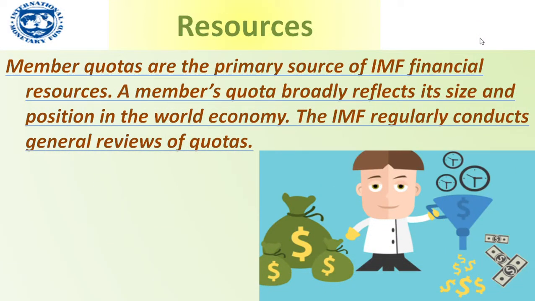Resources. Member quotas are the primary source of IMF financial resources. As I told you, a member's quota broadly reflects its size and position in the world economy. The IMF regularly conducts general reviews of quotas. In general reviews, any country can increase or decrease their quotas in the International Monetary Fund.